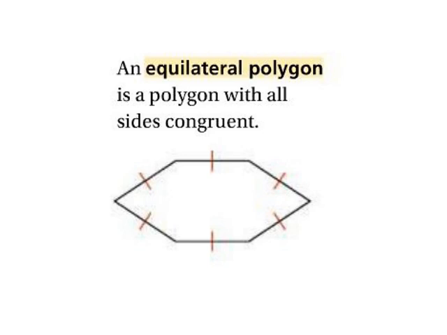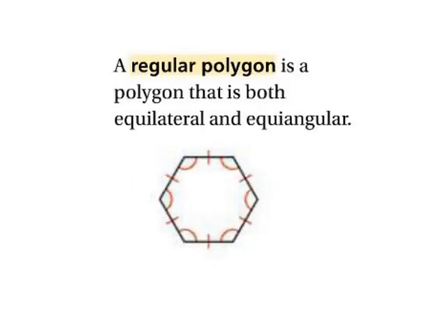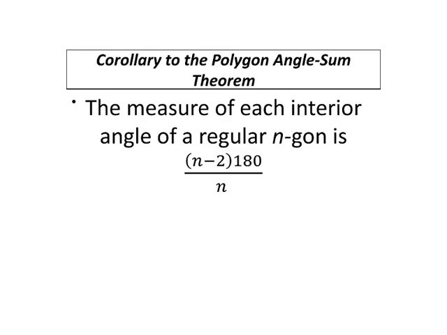Alright, some more vocab. An equilateral polygon is a polygon with all sides congruent. We know that from the equilateral triangle. An equiangular polygon is a polygon with all angles congruent. Now, if we have both equilateral and equiangular, we have what's called a regular polygon. A regular polygon is a polygon that is both equilateral and equiangular.